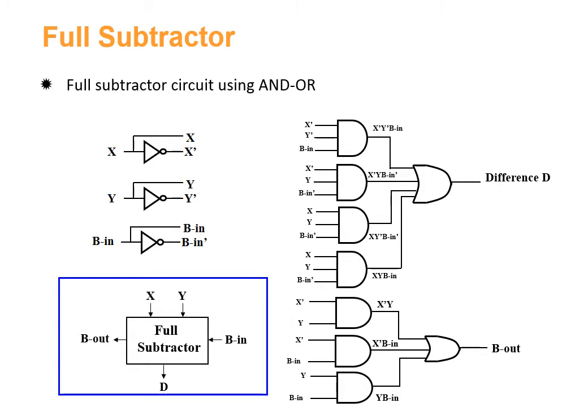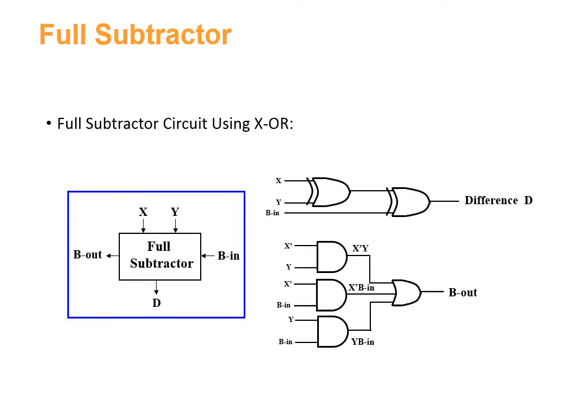The block diagram of the full subtractor shows that we have two inputs and a third input, B in, which is equal to z, and it produces two outputs, D and B out. We can also implement the full subtractor circuit using exclusive OR gates, and the figure shows here how to implement the full subtractor by using exclusive OR gates.